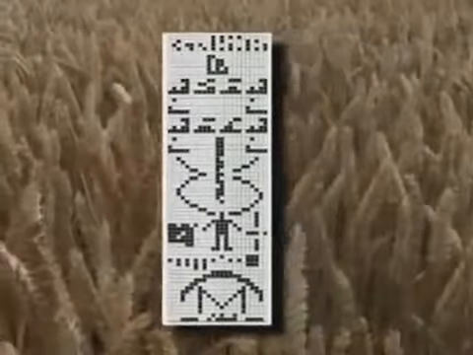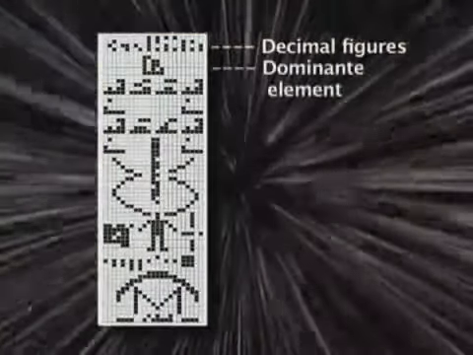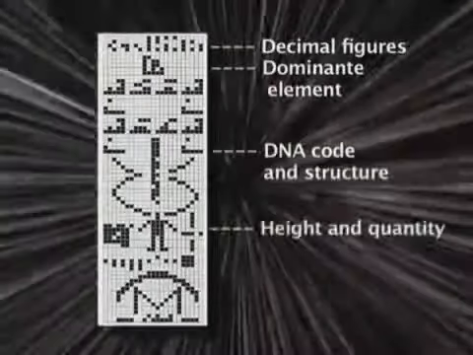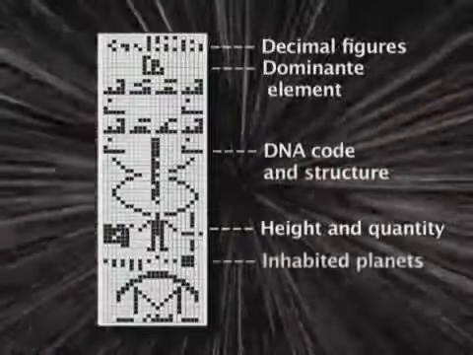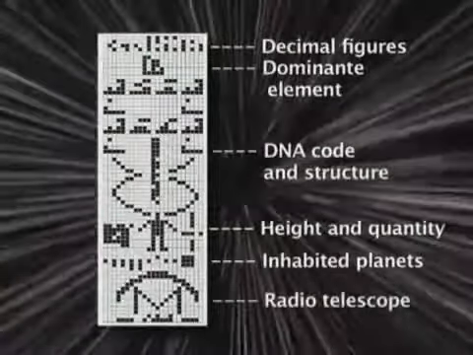Sagan's message explained our calculation system, the dominant chemical substances within the elements that create life on Earth, about our DNA code, humans' height and quantity, and that we live on the third planet in our solar system, and lastly, a sketch of our radio telescope.